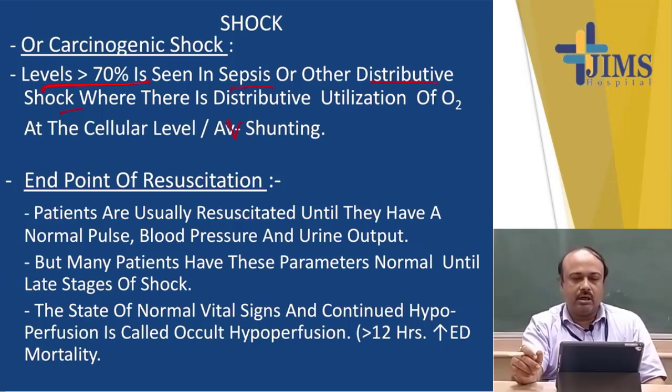Now, the endpoints of resuscitation of shock are: patients are usually resuscitated until they have a normal pulse, blood pressure and urine output. So normal pulse, blood pressure and urine output are very good indicators that the patient is improving, and we can see them clinically. But in many patients, these parameters are normal until late stages of shock. We must be careful about it, and the state of normal vital signs and continued hypoperfusion is called occult hypoperfusion, which if more than 12 hours may lead to increased mortality, which is seen more in younger people with good cardiovascular reserve, and this is obviously a dangerous condition.